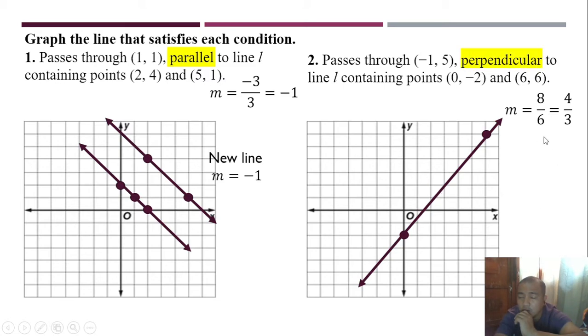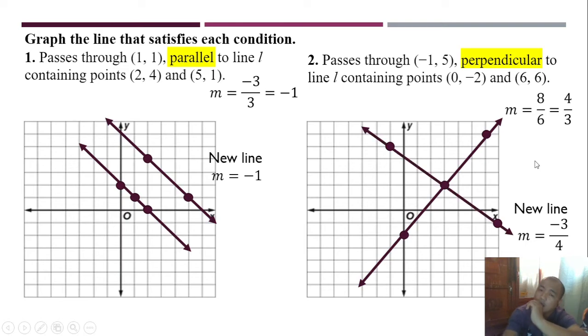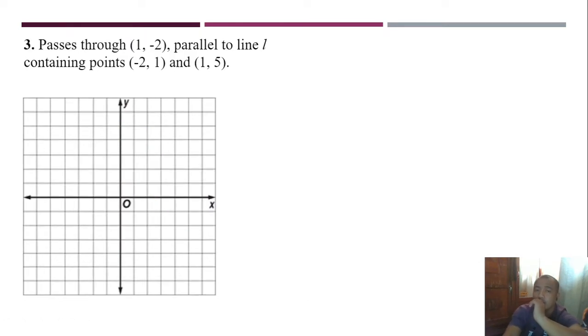Now, let us draw a line that passes through -1, 5 here and is perpendicular to this line. Perpendicular meaning the new slope is -3/4. So here is -1, 5. The other point will be 1, 2, 3, 4, 1, 2. This is the other point. Connecting the points, therefore, they are now perpendicular.